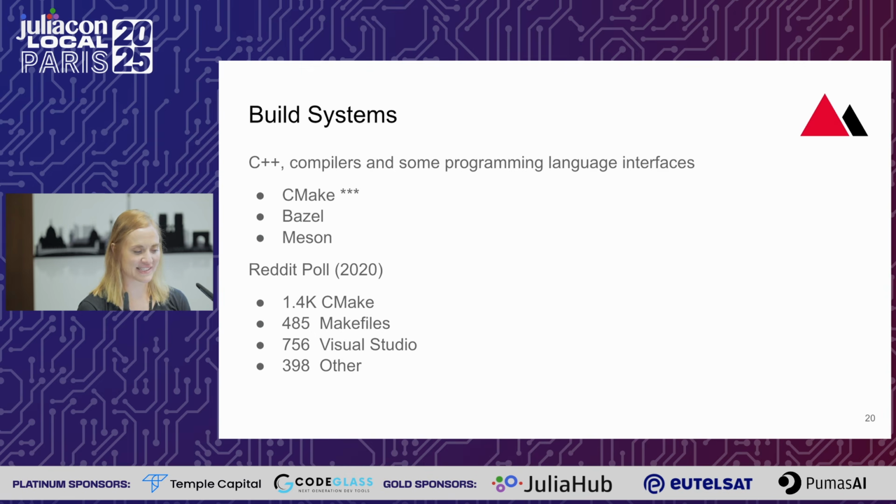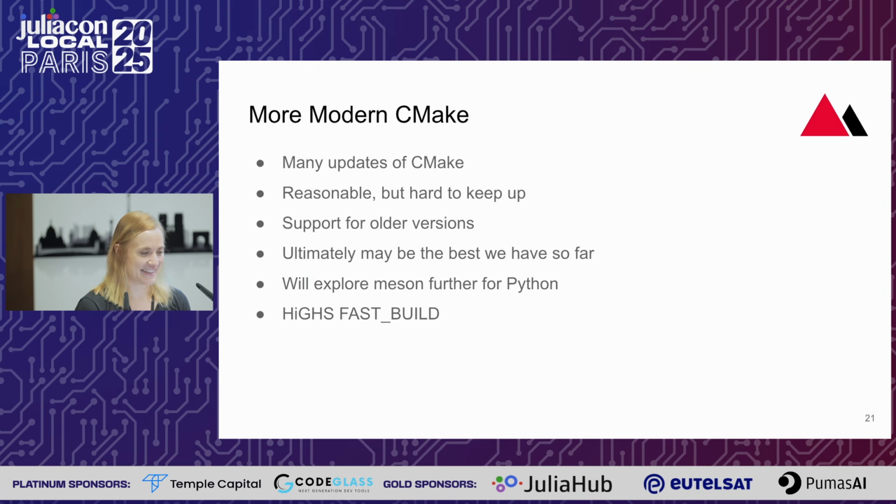I took the liberty of copying the results of a Reddit poll from 2020 because I was curious what people's favorite build system is. And CMake seemed to be the most popular at the time. I think the other section would be bigger now because Meson's gained popularity. But overall, people were not super happy about any. We've decided to stick with CMake.